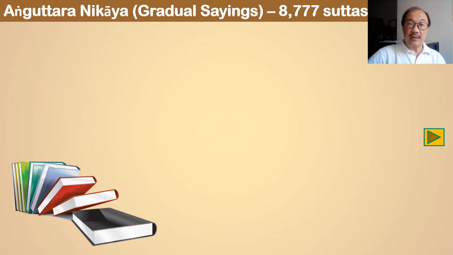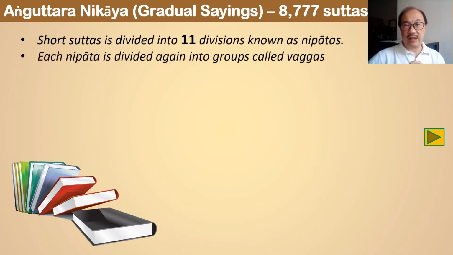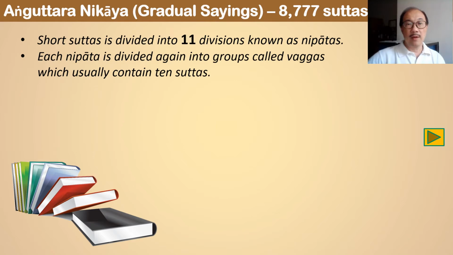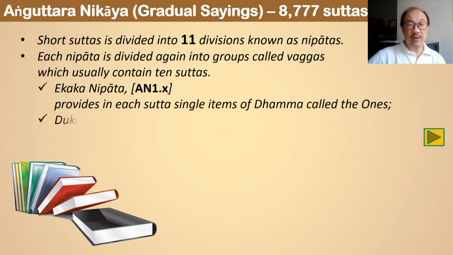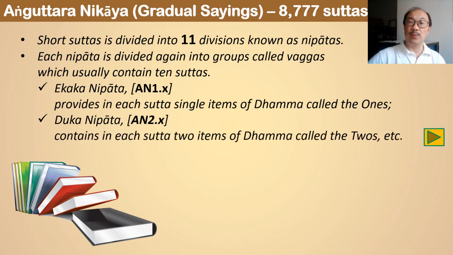Anguttara Nikaya is the most referred sutta collection because it goes by number. They are short suttas divided into 11 divisions. For example, all the suttas which the Buddha teaches in a single item are grouped into the book of 1, and suttas with 2 items are grouped into the book of 2, and so on.